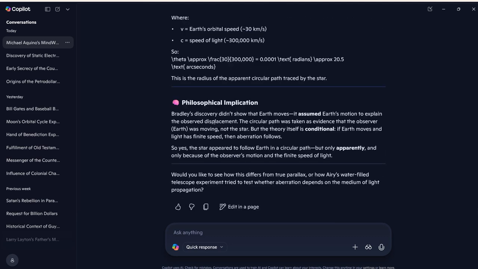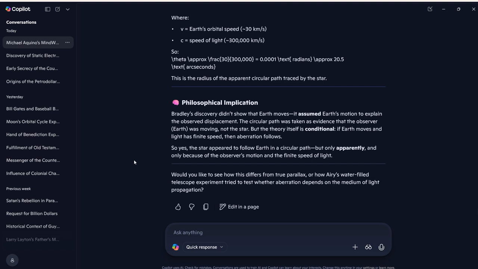Bradley's discovery didn't show that the Earth moved, says Copilot. It assumed Earth's motion to explain that observed displacement. The circular path was taken as evidence that the observer, Earth, was moving, not the star, but the theory itself is conditional. If Earth moves, and light has finite speed, then aberration follows. So yes, the star appeared to follow Earth on a circular path, but only apparently and only because of the observer's motion and the finite speed of light.